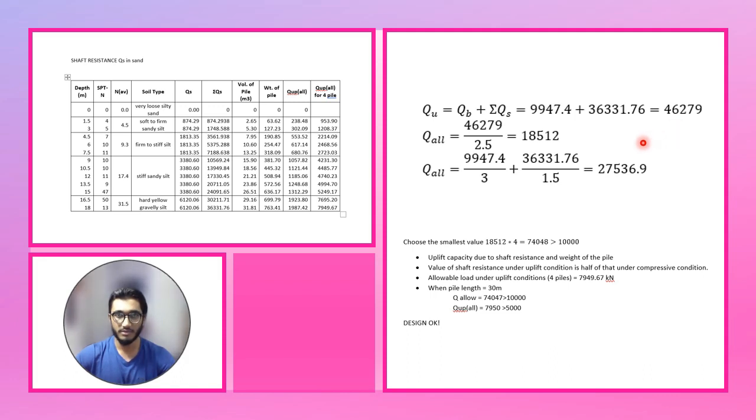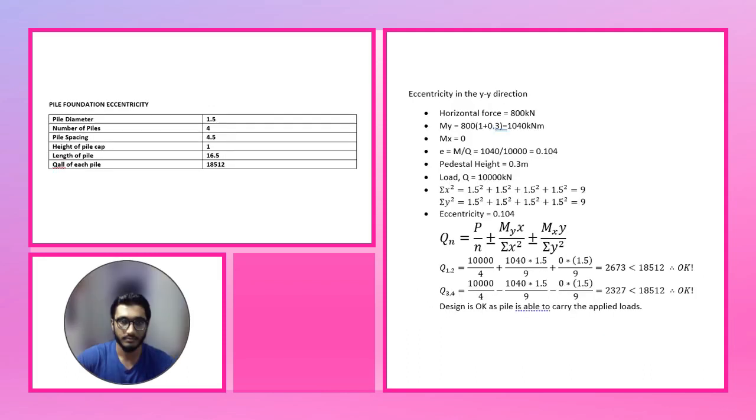We perform two methods of obtaining the design value. The first method is to divide the total resistance by a factor of safety of 2.5, and the other method is to first divide the base resistance by an FS of 3 and the shaft resistance by an FS of 1.5. We take the lower value as the design value, which is 18,512. Then it is multiplied by 4 to get the combined resistance of 4 piles. We check the values against the loads imposed on the structure, and it turns out to be well under the design resistance, so we can say that the design is okay.